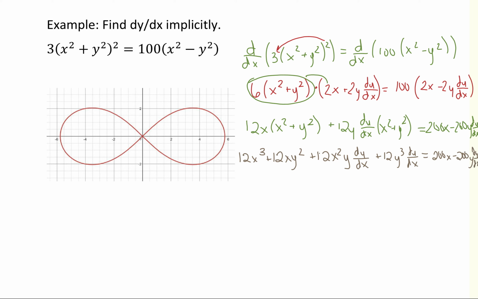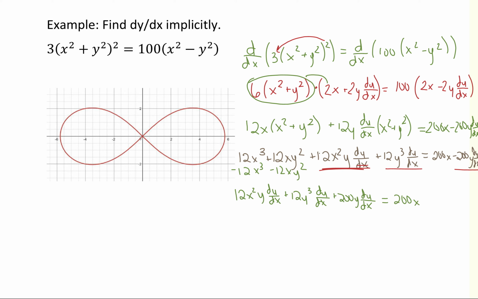So now it's time to get all my dy dx's together. So this term is going to stay on the left, this is going to stay on the left, and that's going to move to the left. So I will have 12x squared y dy dx plus 12y cubed dy dx plus 200y dy dx equals, and then we're going to move these guys to the other side of the equal sign. So equals 200x minus 12x cubed minus 12x y squared.